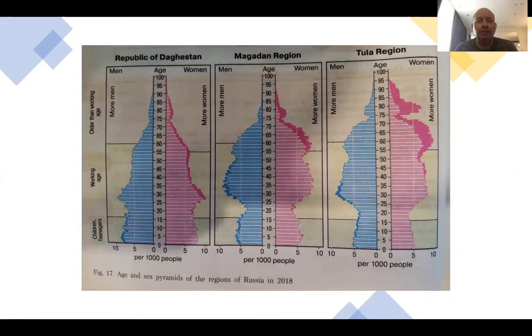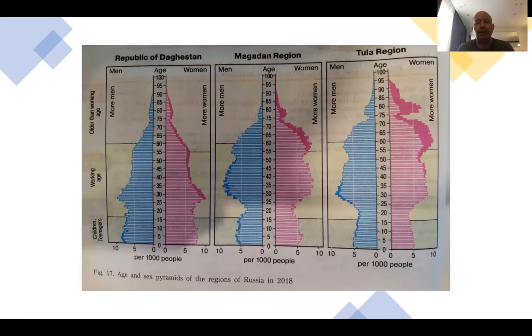Today I'm going to have a look at the population pyramids for three different locations in Russia: the Republic of Dagestan, the Magadan region, which is in eastern Siberia, and the Tula region, which is in the central region of European Russia. Now these three population pyramids look quite different from each other, so I'm going to say a few words about the reasons why the population pyramids are not the same.